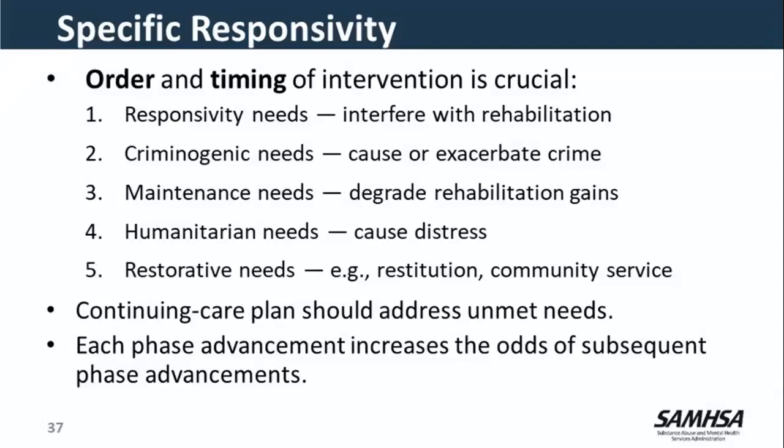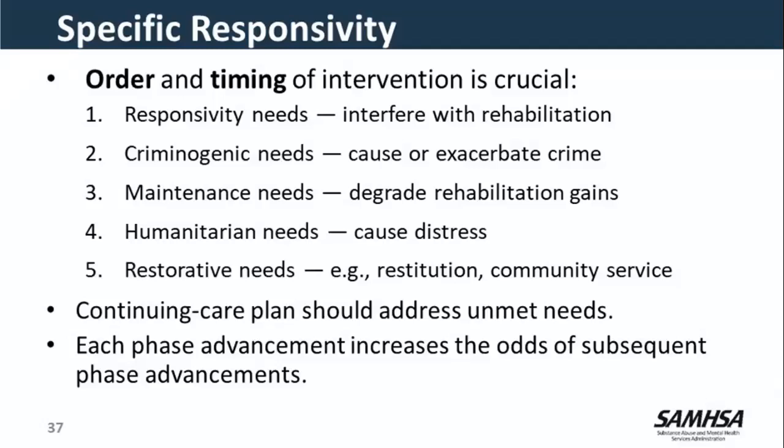The important thing here is that each phase advancement, each time you move through those numbers, increases the odds they'll pass the next one. So if you get someone to stabilize their responsivity needs, you increase the chances you will be able to stabilize their criminogenic needs. Stabilize their criminogenic needs, you increase the odds that you will be able to address effectively their maintenance needs. The opposite is also true. If you skip a need or you fail to address it adequately and you try to move on, the odds of them succeeding at the next step go down.